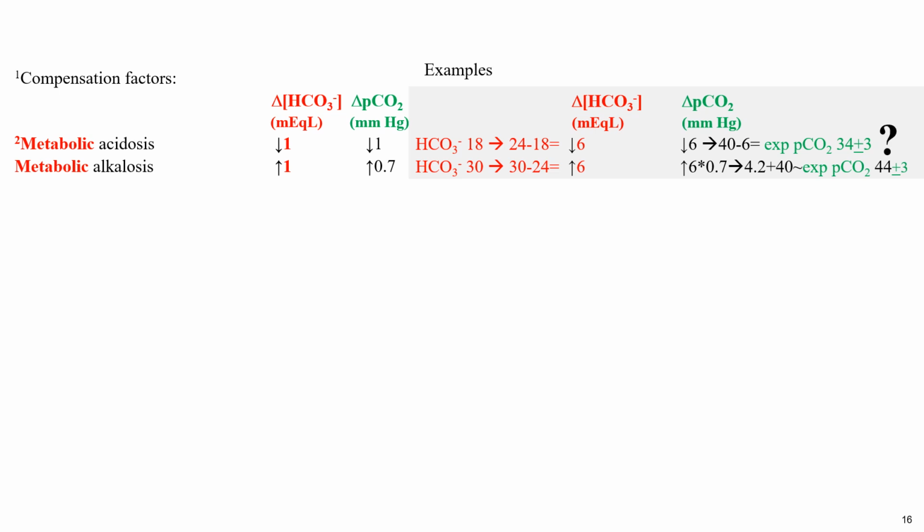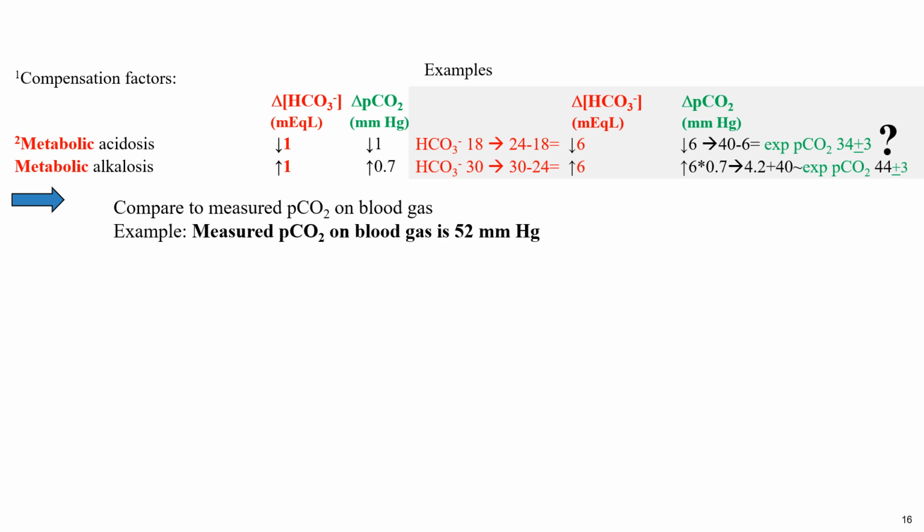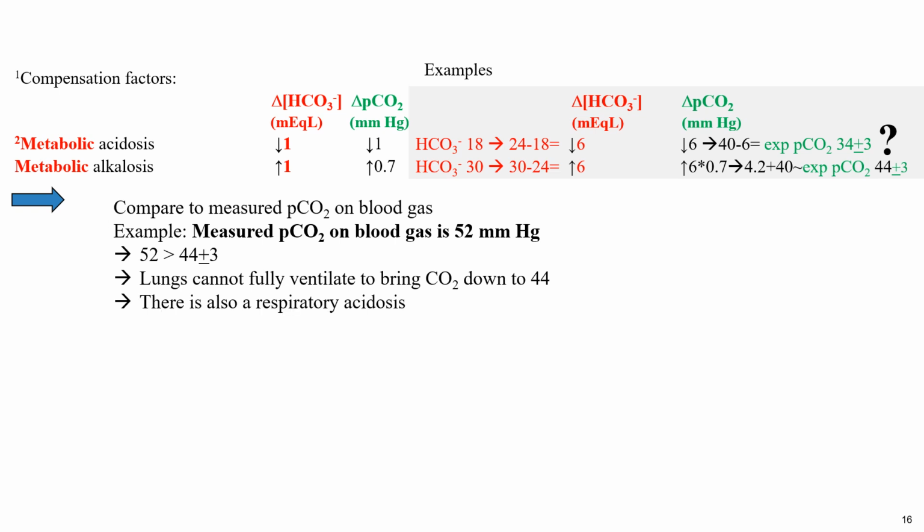What do we do with this calculated expected PCO2 range? We compare it to the actual PCO2 obtained from the blood gas. Example, let's say the measured PCO2 is 52. 52 is greater than our expected value of 44 plus or minus 3. We can deduce that the lungs cannot fully ventilate to bring the PCO2 down to our expectation. This means there is also a problem with the lungs, or there is also a concurrent respiratory acidosis.